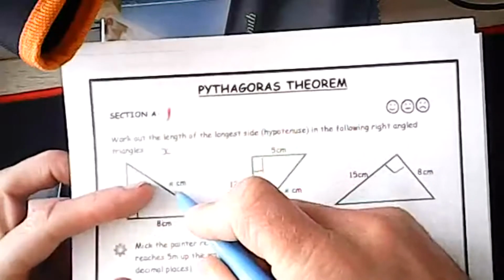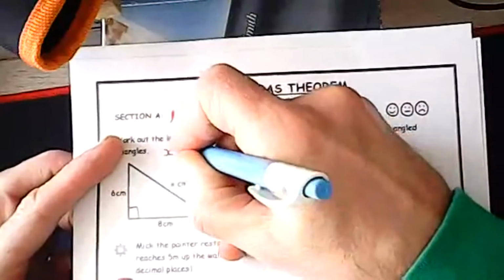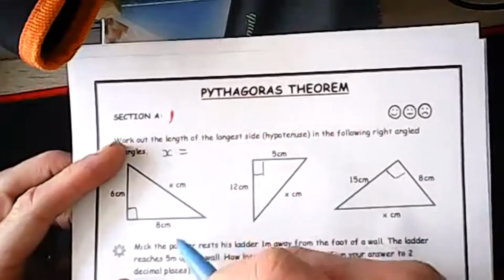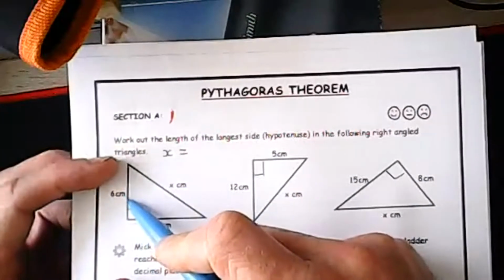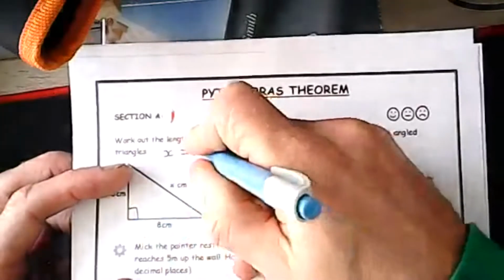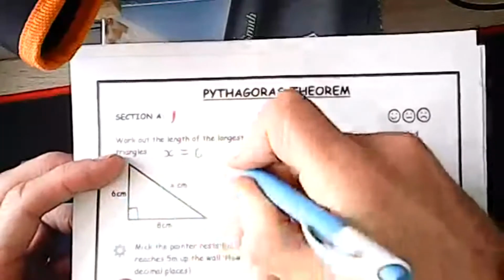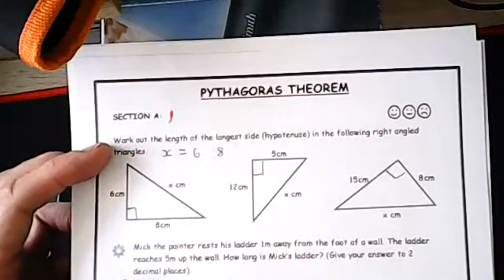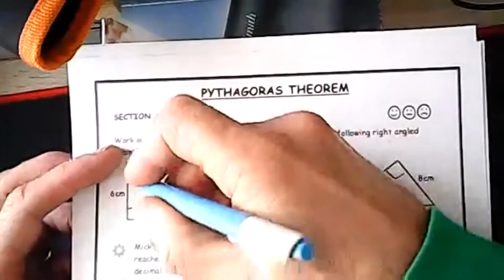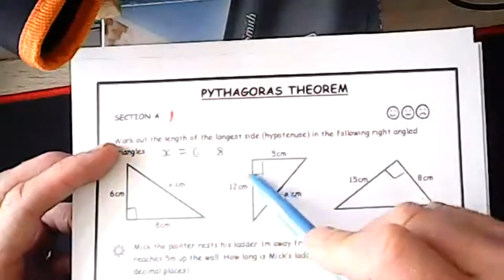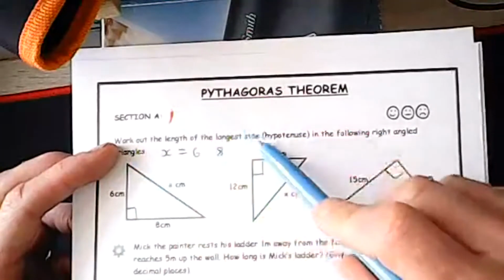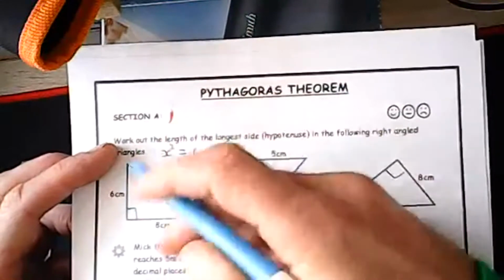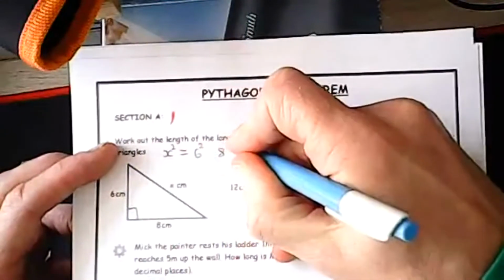I'm trying to find x, so that's what I'm going to put down first. x equals, and then I find the smaller side. That helps further on if we do the smaller side first: a 6 and an 8. We know that it's always areas. So if we make the area of the square on the x, we've got to square it: x times x, 6 times 6, square it, 8 times 8.